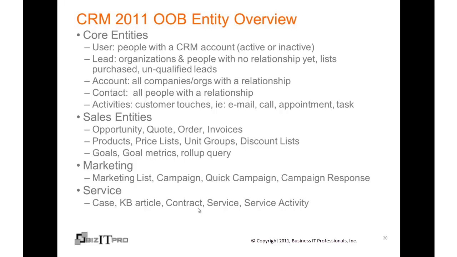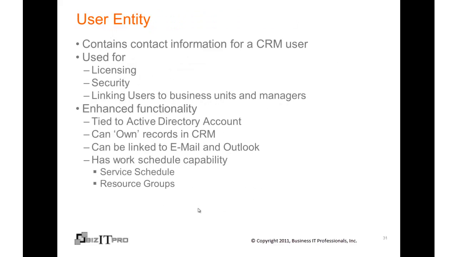pricing structure. And then the goal measurement system for goals, goal metrics, roll-up queries. Under marketing, we have marketing lists, campaigns, quick campaigns, and campaign responses. And under the service, we have cases or incidences, knowledge base articles, contracts, services, and service activities. All of the entities on this list have special functionality and need to be considered carefully before repurposing. So let's drill down a little bit.